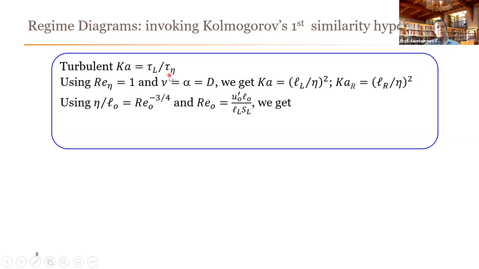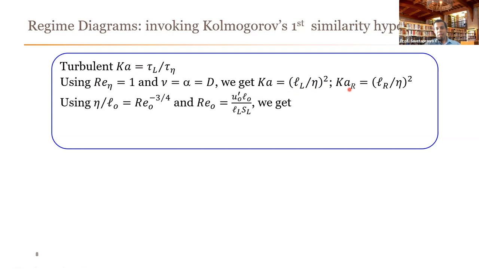And then using this, from this definition of Karlovitz number in terms of the timescale ratio, we can obtain a Karlovitz number in terms of the length scale ratio, and we find that it is essentially the ratio of the flame thickness to the Kolmogorov length scale, whole square. Here this flame thickness is the preheat zone thickness.